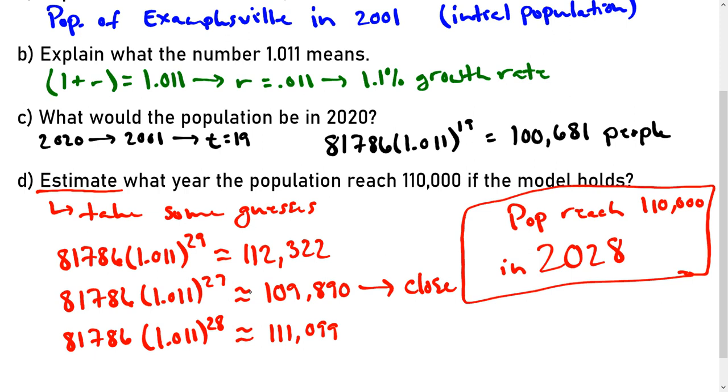Now, why would this be something important? Well, maybe you're in charge of the municipal water supply, and your system can currently handle about 110,000 people, and it's 2001, and you've got 81,000 people in the town. Well, if you're trying to plan for growth, you don't want to wait until you go over 110,000 people and then start trying to build a new water treatment plant. You want to have it ready to go before that happens. So sometimes doing these types of estimations is going to be important.